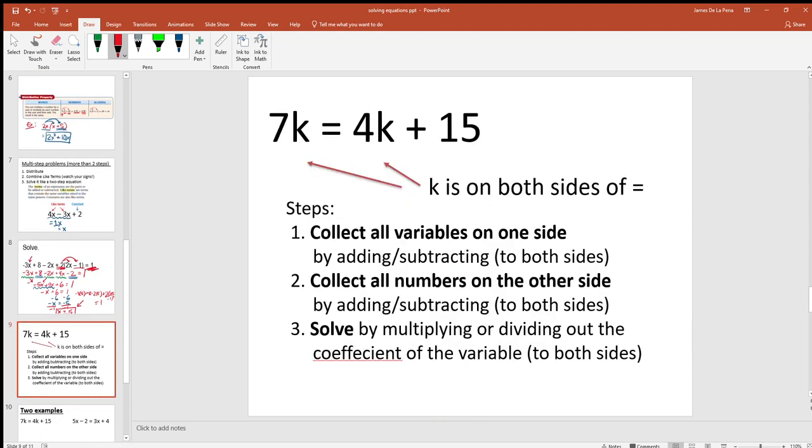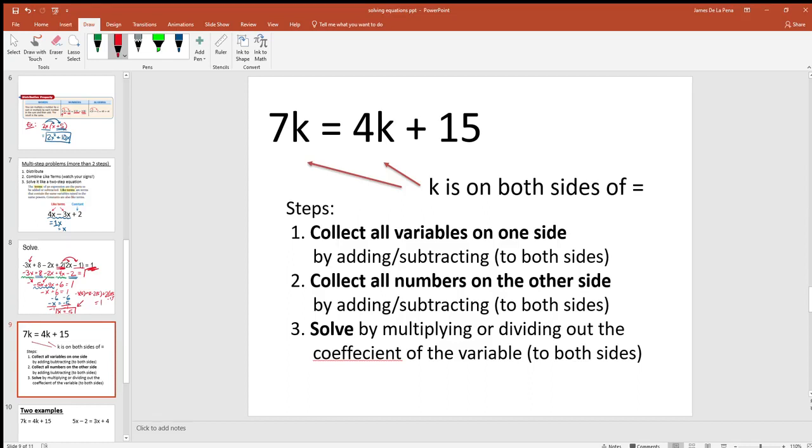All right, you might also see an equation that has variables on both sides. So here's an example of that. If we have 7k equals 4k plus 15. So both sides of the equal sign have a k. But we want to still solve this out for k, and we can still do that. Using sort of the same steps, we want to collect all of our variables on one side, or in other words, combine our like terms, but make sure that we're doing them on both sides of the equal sign.